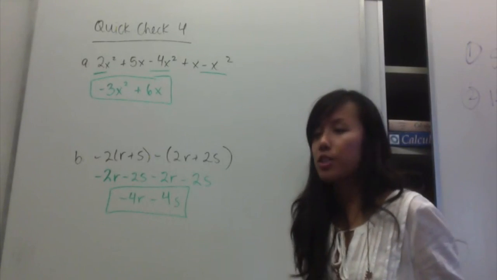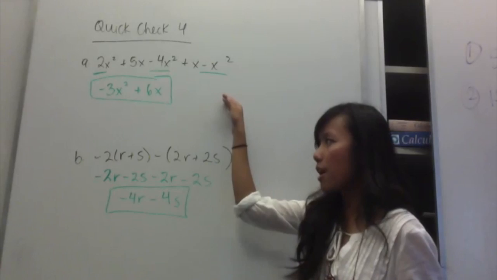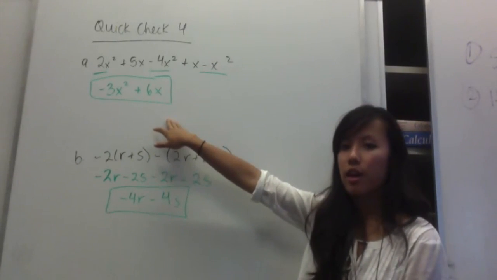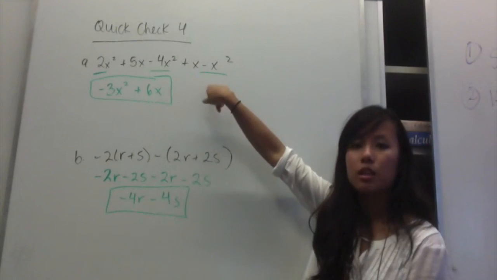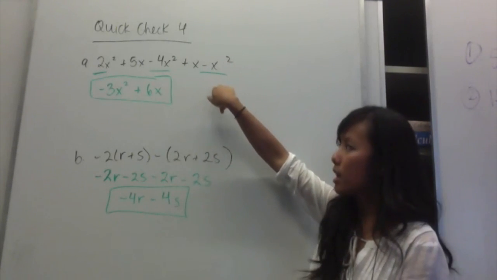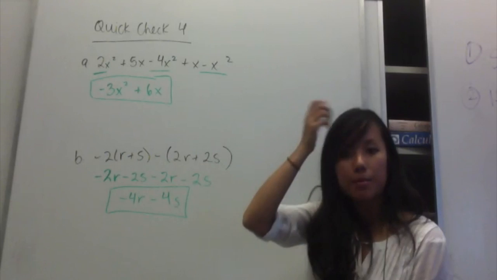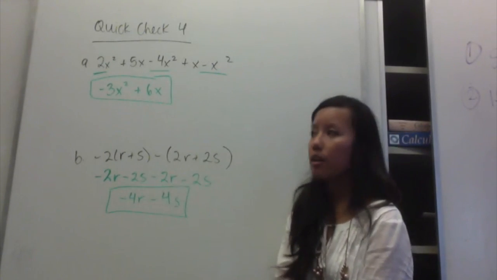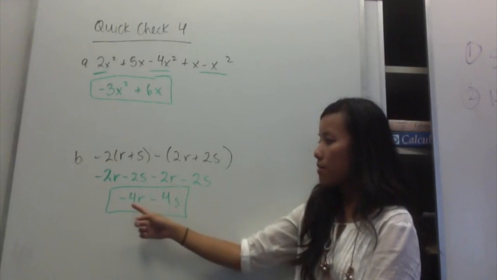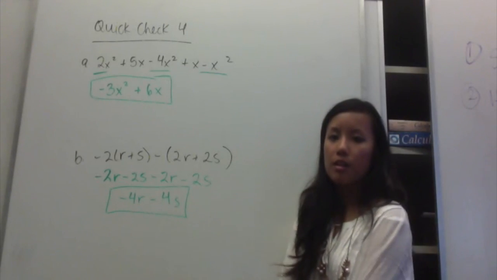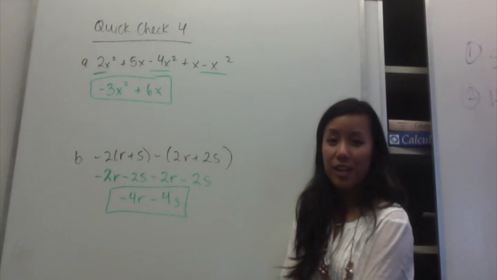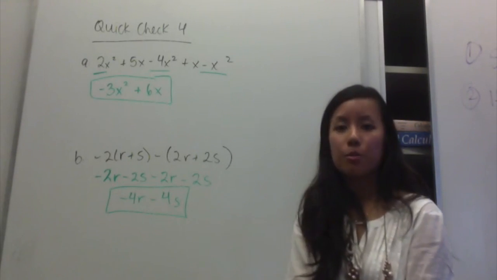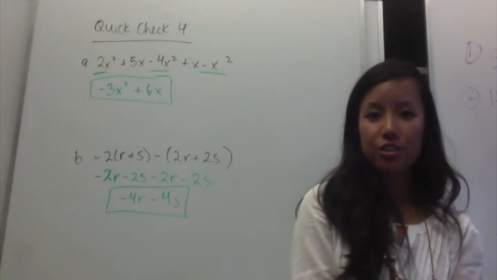Okay, so quick check 4A, hopefully you have negative 3x squared plus 6. So the x squares, the ones that I underlined, are all the same term, right? They're like terms, and so you just add them, and then you have the x's in here. So for B, you'll have negative 4r minus 4s. Hopefully you got that. Again, feel free to ask your partner if you need clarification.